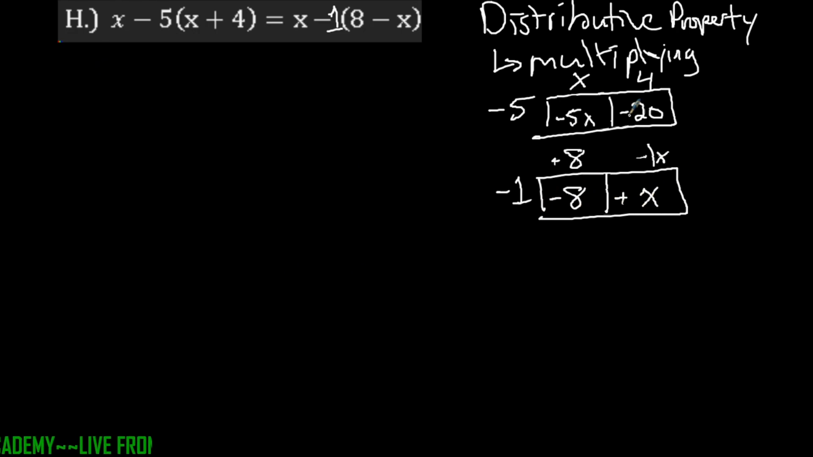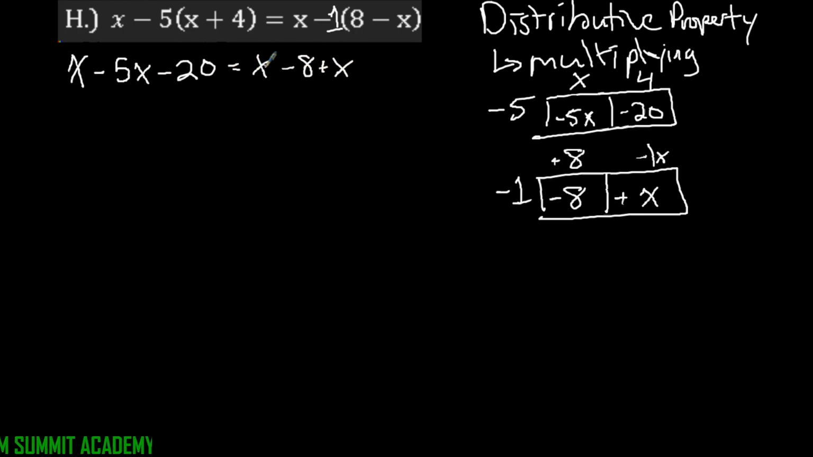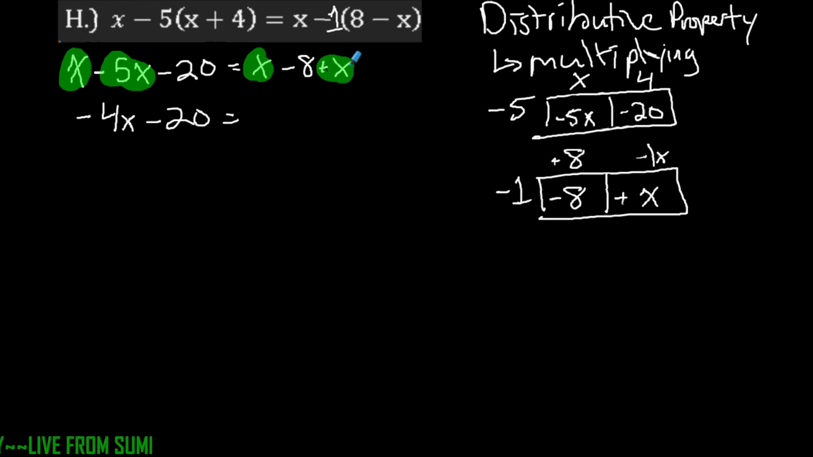So now I can write what I have inside of the boxes underneath of the parentheses. So everything else outside of the parentheses stays the same. So I have x minus 5x minus 20 equals x minus 8 plus x. Make sure you can combine like terms. So I have an x and a -5x is going to be -4x. The -20 comes down. And then on the right side, I have 1x and another 1x combined is going to be 2x minus 8. Make sure you add the opposite to both sides.